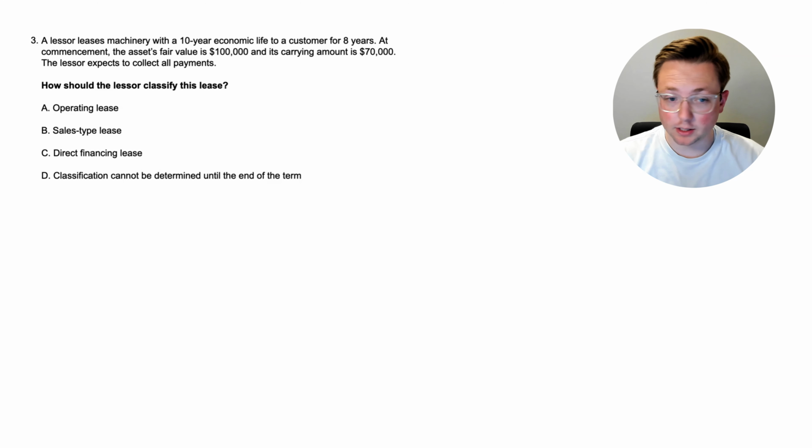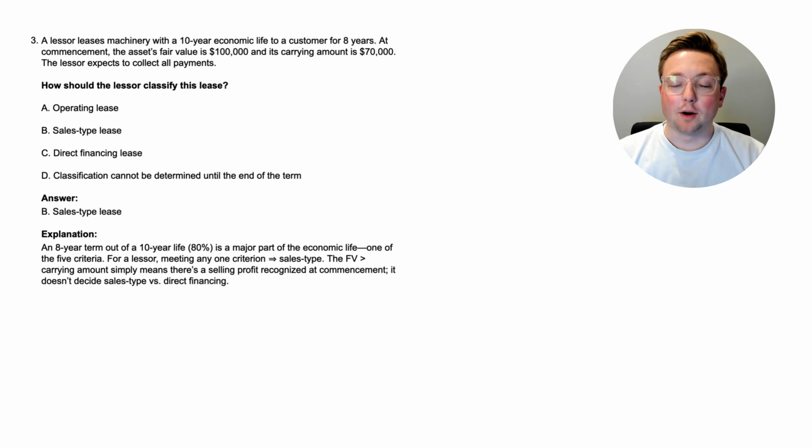Again, is it an operating lease? Is it a sales type lease? Is it a direct financing lease? Or is the classification not able to be determined until the end of the term? So think about this. You probably are starting to notice a pattern, so I might have just given it away. But again, give this a try, and when you're ready to come back, we'll look at the answer together. All right, here we are. The answer is B, a sales type lease.